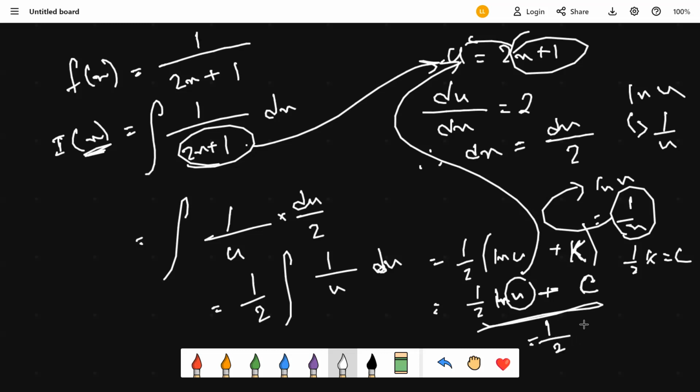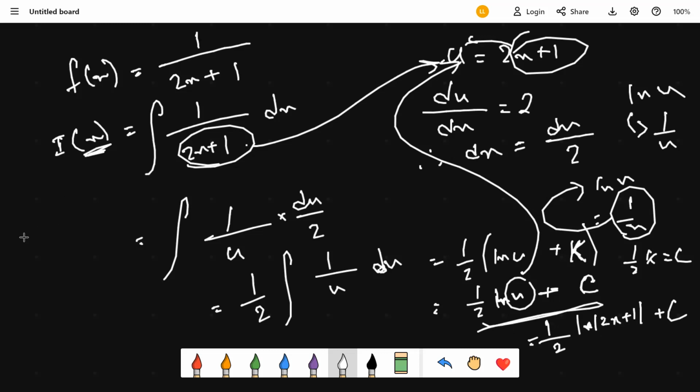That should give us a value of 1 over 2 ln of, remember, we can only place a positive value inside a ln. That means we need a modulus sign. So 2x plus 1. This modulus sign ensures that all values inside this ln are positive. So that's our basic answer of this expression. That means the integration of 1 over 2x plus 1 is basically 1 over 2 ln of 2x plus 1 plus c.